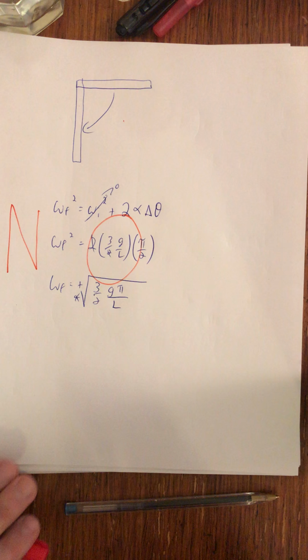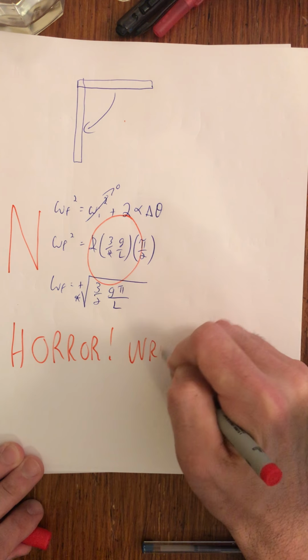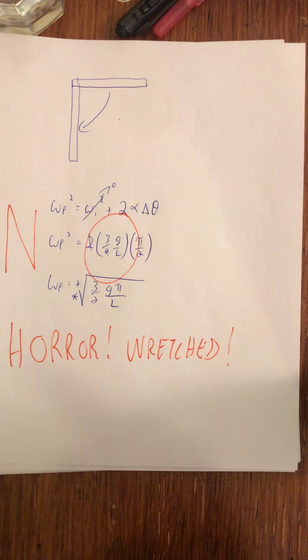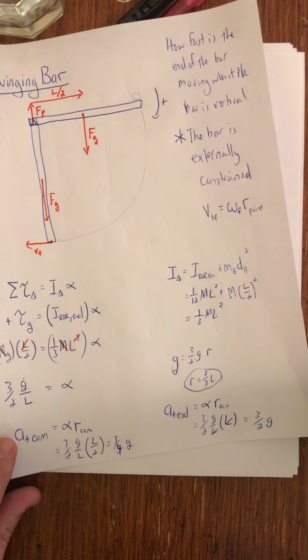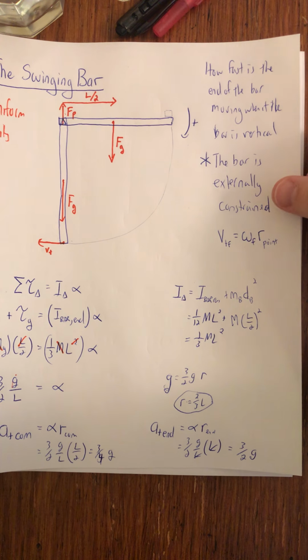No. This is horror. Wretched. Why? Why? Stop the video and think about it. What is terrible about this? Hopefully, what you've determined is what's terrible about this is that alpha is not a constant. And we can only use rotational kinematics or any type of kinematics under constant accelerations. So let's discuss why alpha isn't constant.